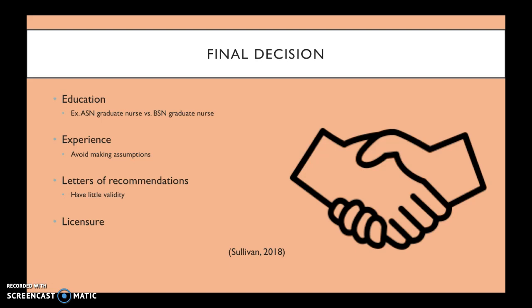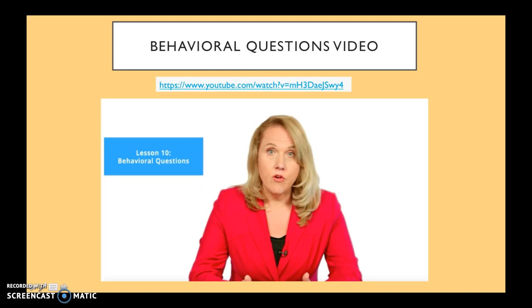Lastly, licensure. After the nurse has taken the NCLEX-RN, the applicant's results should be available within 7 to 10 days. That is why most managers wait for new graduates to obtain licensure prior to starting a job. Now let's watch a short video on behavioral style questioning and how we as interviewees can best structure our responses to answer behavioral style questioning.